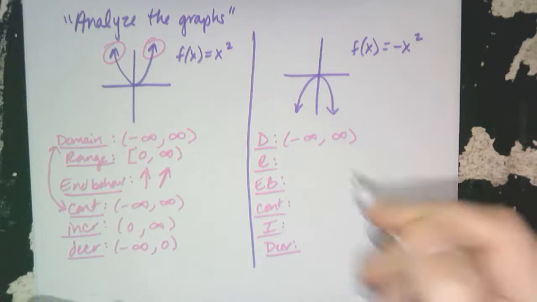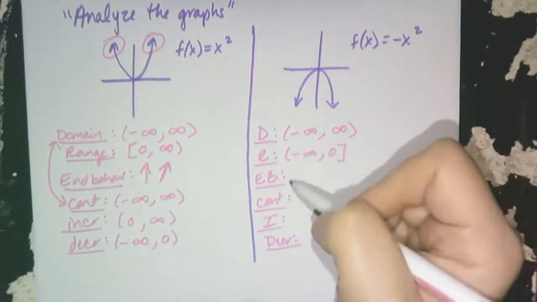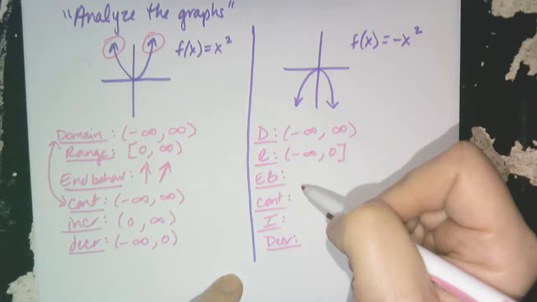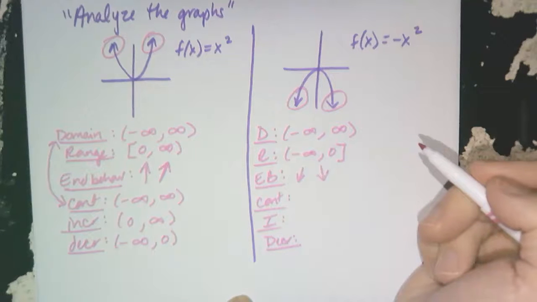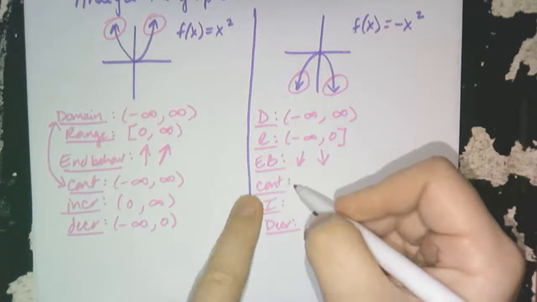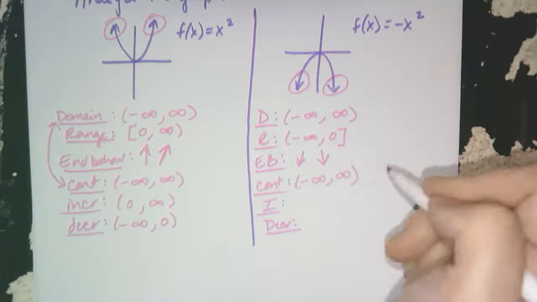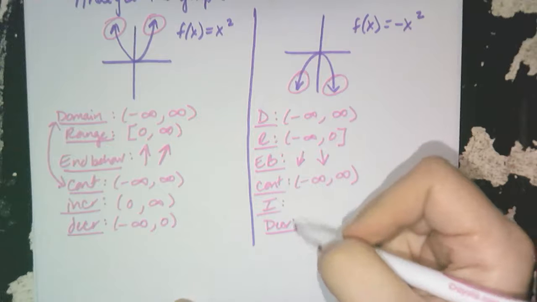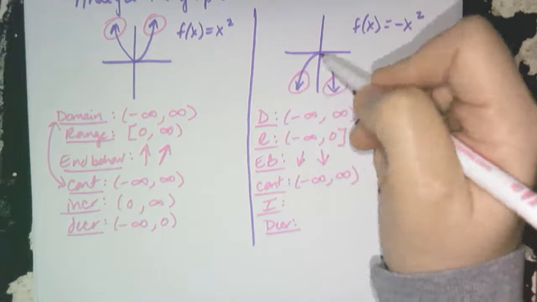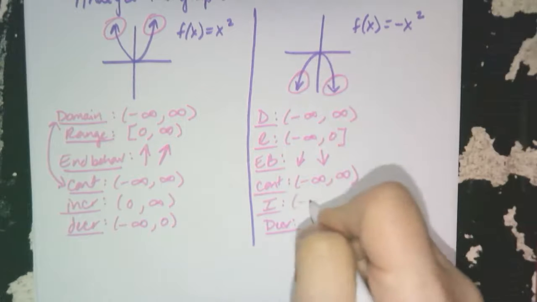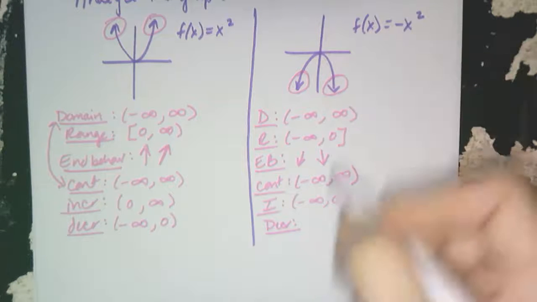It is from where to where? Negative infinity to 0, you can bracket that one. Does my end behavior change? Yes, you would write 2 arrows that are going down. So it starts down, it ends down. Continuity, you are continuous along your domain, so you are literally going to rewrite whatever your domain is. What about increasing and decreasing? Is that going to change? Yes, you are now going to be increasing from left to right, from negative infinity to 0. And then you're going to be decreasing from 0 to positive infinity.